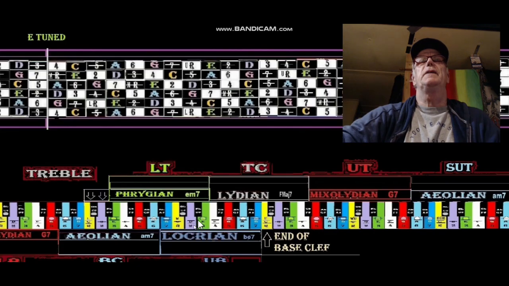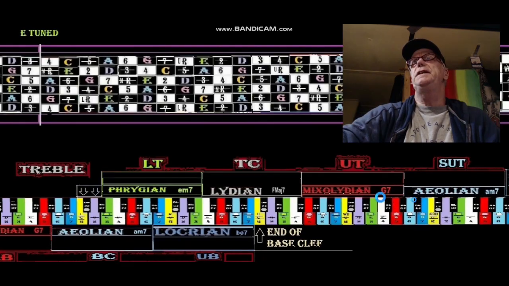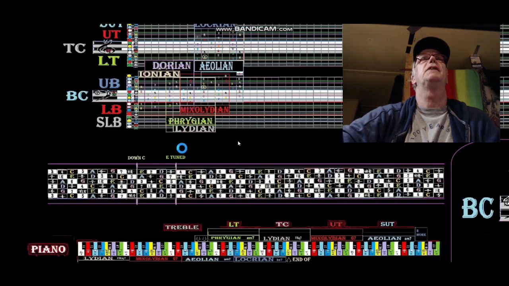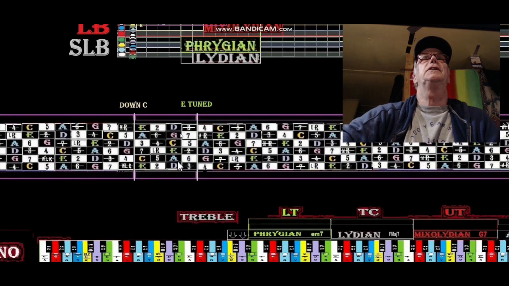Alright. And then you could add 1 to make it the Phrygian scale, but that one will be on top. So it's just a piano version. I needed this to help me make these things. We've got 2 more notes here over the super upper treble clef and all that stuff. And down to C tuned is here, regular E tuned is here. You can see this E. Now this is an actual note.